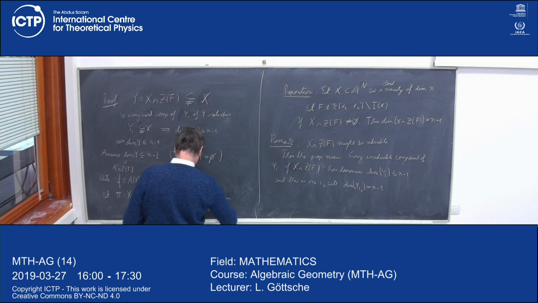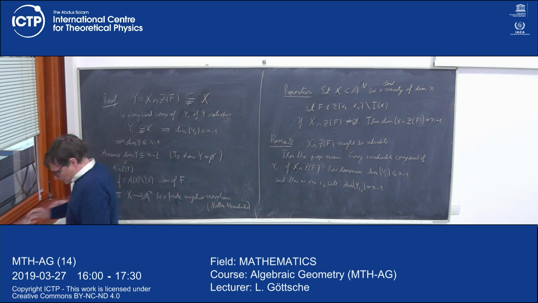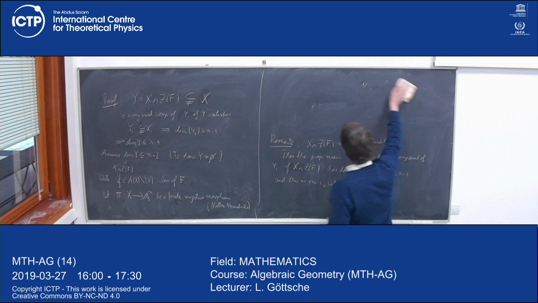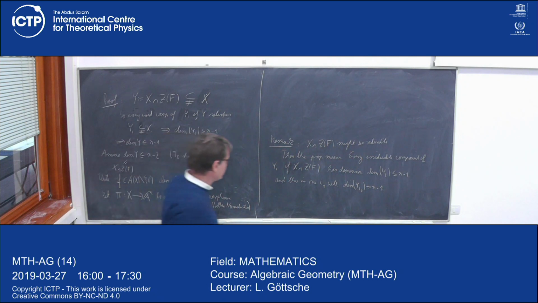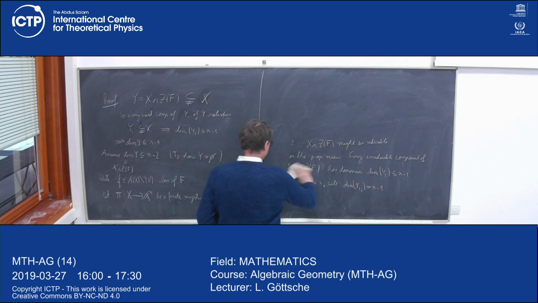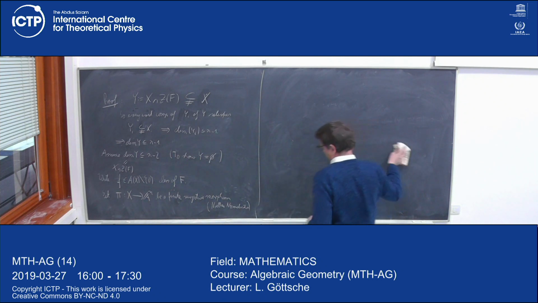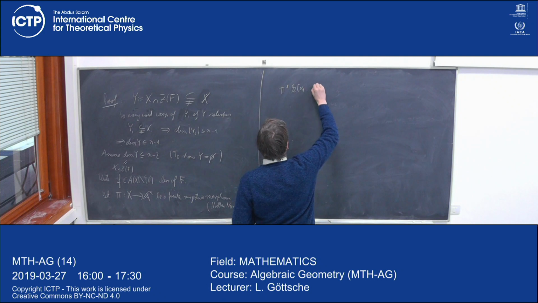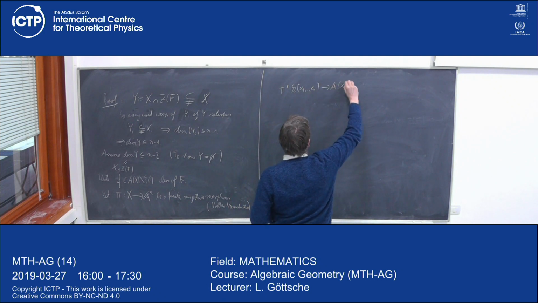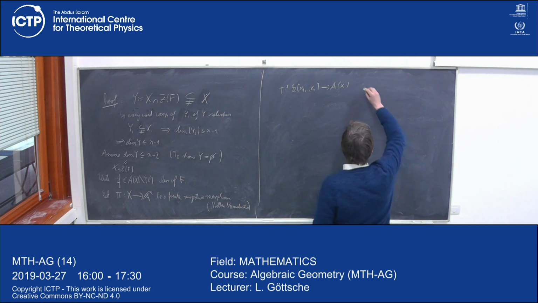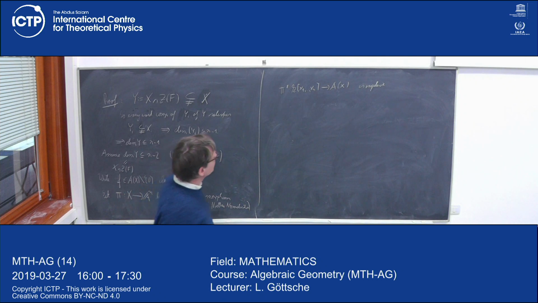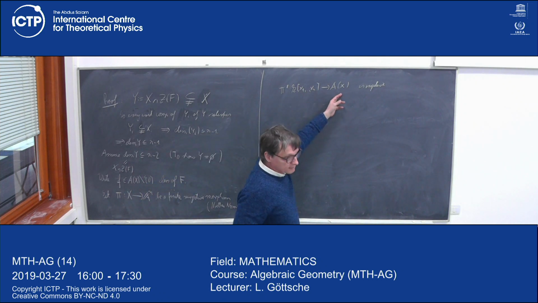So, as I said, by the Noether normalization. And as this map is surjective, we know pi upper star from k[x1,...,xn] to A(X) is injective, by the exercise you solved. And so we identify k[x1,...,xn] with its image in here.